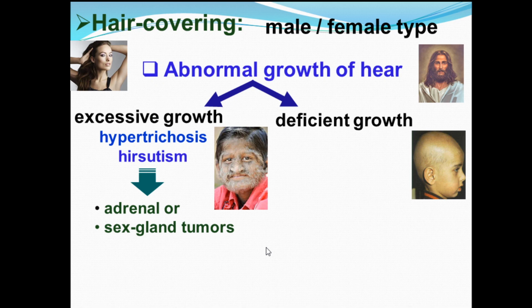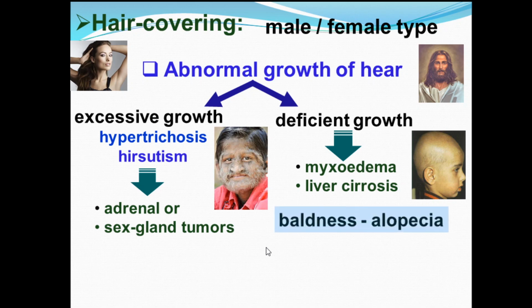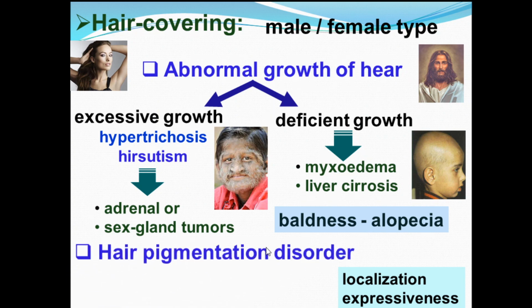Hirsutism is characteristic for tumor of adrenal or sex gland. Deficient growth may be the result of hypofunction of thyroid gland, myxedema, or a patient with progressive liver cirrhosis. Local deficient growth of the hair is called baldness or alopecia, which may be the result of some specific diseases of the skin or some infectious diseases.